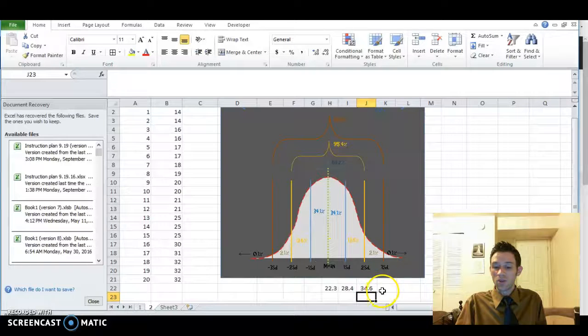So if you average 34.6 miles an hour on your bike ride, in this bike race anyway, you are ahead of most people, 97.8% of people.